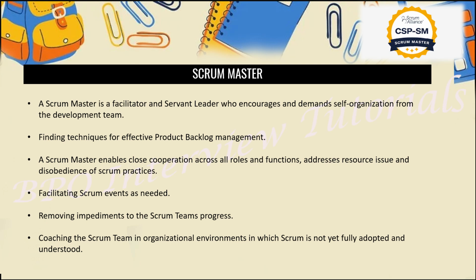The sprint can be closed in effective time, before the deadline. The effectiveness will come from the Scrum team or Scrum Master. A Scrum Master enables close cooperation across the roles and functions, addresses resource issues and disobedience of the Scrum practices.